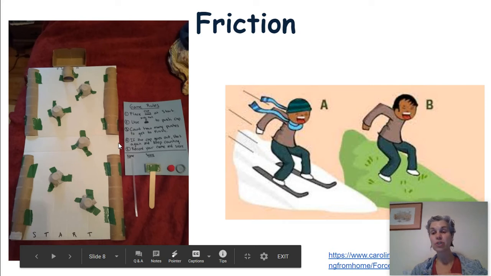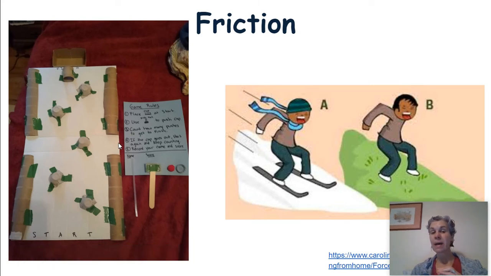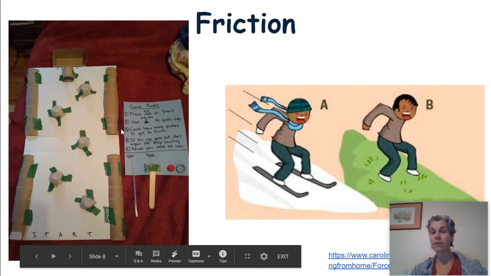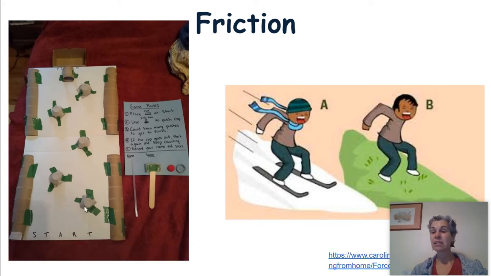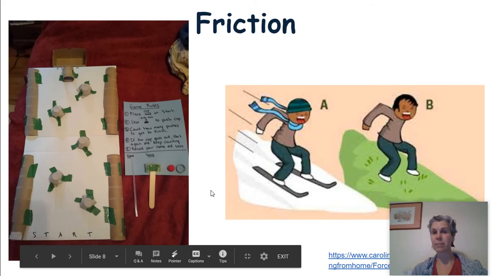If I had a smoother surface, then the cap or the ball might go very quickly. You'll see later the ball, because it's so round, it glides very easily over the cardboard surface. So there's not as much friction. So friction was something I had to take into account when I was developing my game.